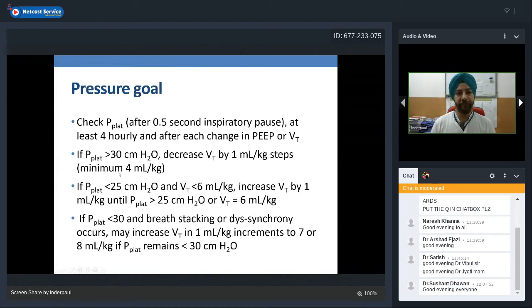So if after measurement your plateau pressure is more than 30, you either reduce tidal volume in 1 ml per kg body weight steps to a minimum of 4 ml per kg, or you could also reduce your PEEP if you have set a PEEP which is higher. Similarly, if your plateau pressure is less and you still have not been able to achieve your tidal volume target, which is about 6 ml per kg ideal body weight, you could go on to increase the tidal volume to keep the plateau pressure less than 30.